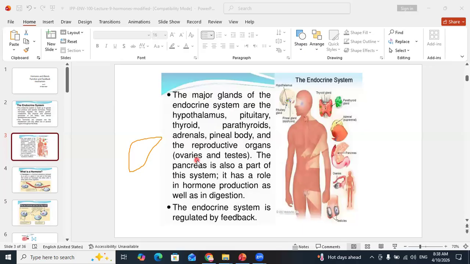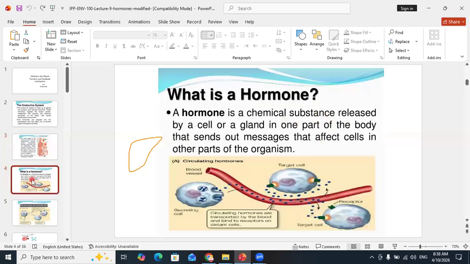Endocrine glands work in coordination by the process of feedback mechanism. Once the hormone is not required, the gland is signaled that the hormone must not be produced. Am I clear? Am I clear, Beta? Yes, miss. Okay. Now we will discuss what are hormones.